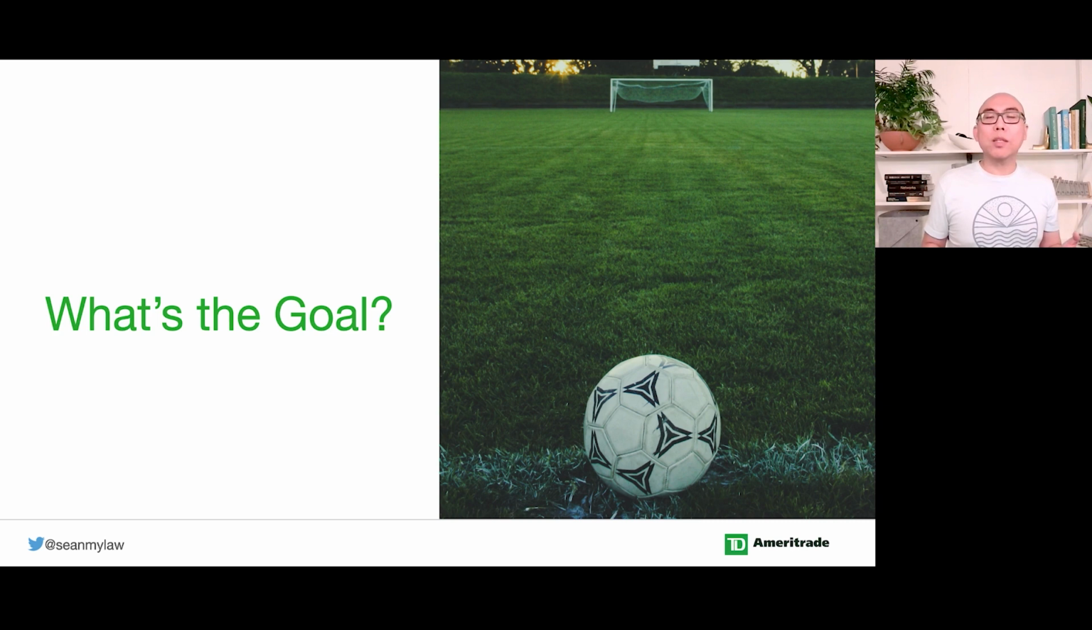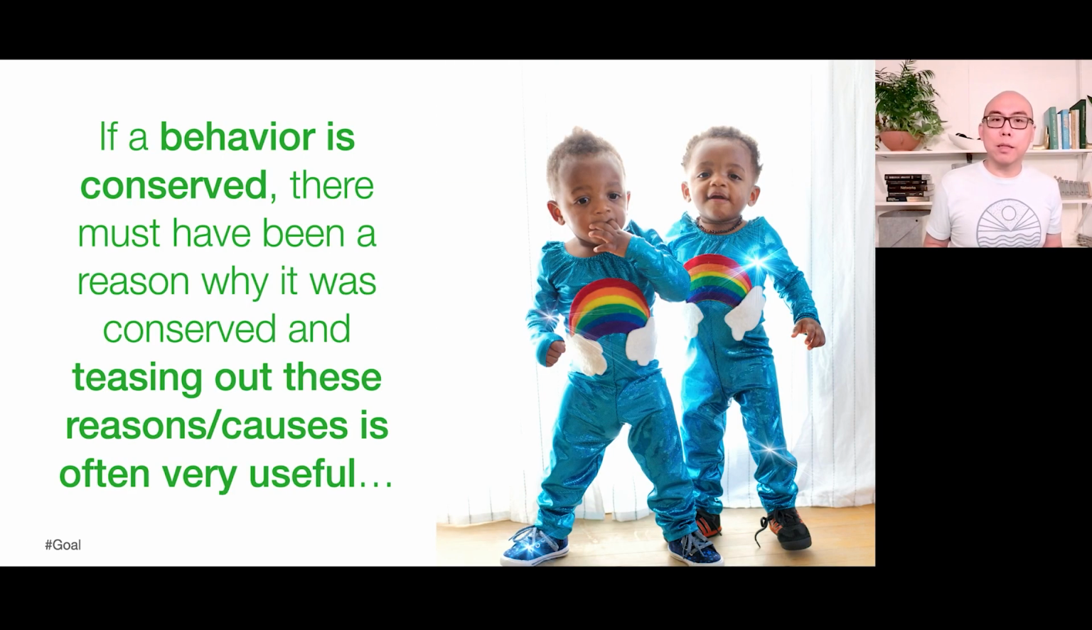So what's the goal? We're thinking about time series analysis. And if you think back to some of the magic spells that we just covered, many of those approaches make a key assumption that there is some sort of conserved behavior, or perhaps a pattern that repeats itself. And so our goal really should be to think about, if a behavior is conserved in your time series, there must have been a reason why it was conserved. And teasing out these reasons and these causes is often very, very useful. Okay? And so that should be our goal.